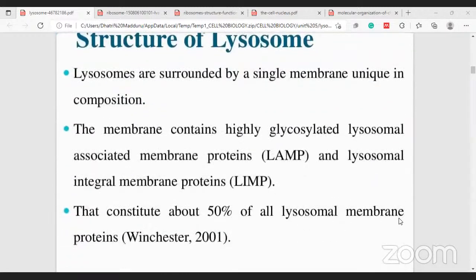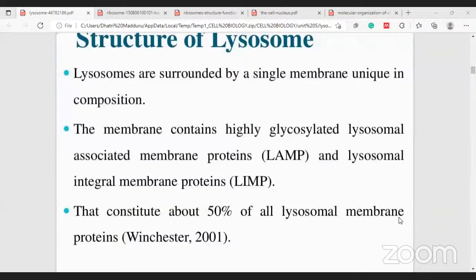What is the structure of lysosome? Lysosomes are membrane bound, as we have discussed. They are surrounded by a single membrane with unique composition. Its composition is different, and the membrane consists of highly glycosylated lysosomal associated membrane proteins. There are some proteins which are very specific to lysosomes, hence they are called lysosomal associated membrane proteins and lysosomal integral membrane proteins.